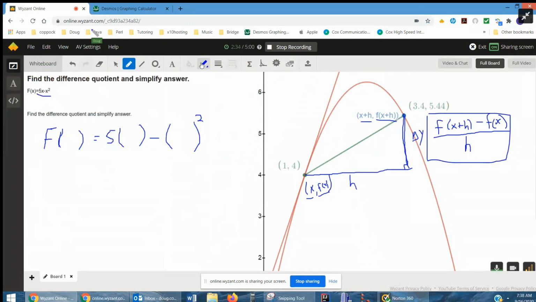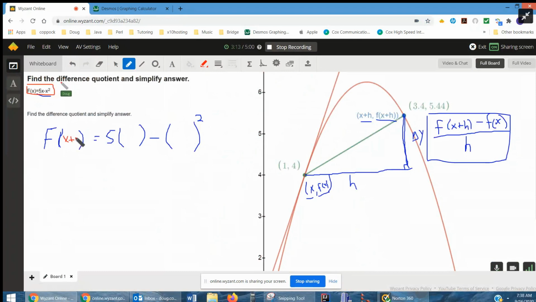Now, a lot of students get confused with all the x's and h's floating around. So this thing right here is just a template, a rule that we follow for any input to the function. For example, if I ask you what's big F of a triangle, wherever there's an empty parenthesis or an x, you replace it with the triangle. So this is just a template. So if I want to know what f of x plus h is, that's what I put in here.